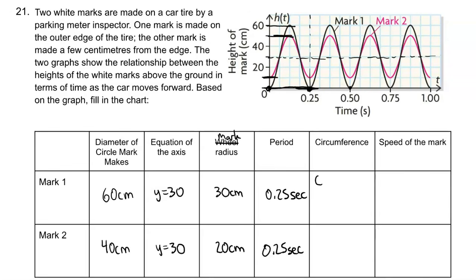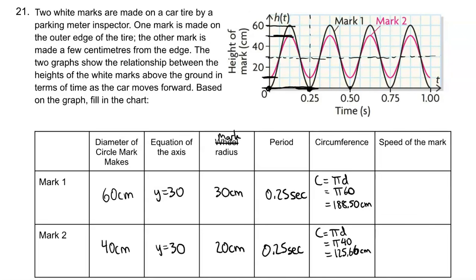The circumference that the mark travels is going to be different because the inside mark is going to go less distance than the outside mark. But the circumference is always measured by taking pi and multiplying it by the diameter. So pi times 60, we end up getting a value of 188.50, and that's units of centimeters because this is a height of the mark in centimeters. And to calculate the circumference of the second mark, the diameter of that was 40, so pi times 40, which gives us 125.66 centimeters.